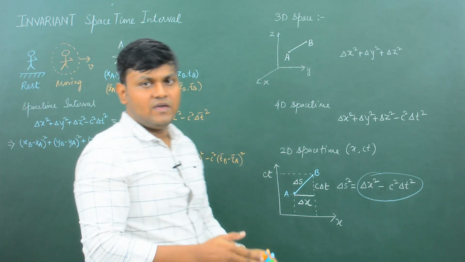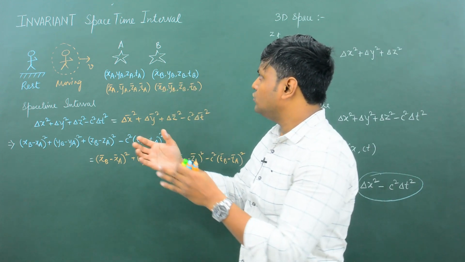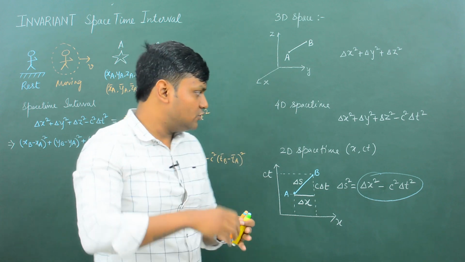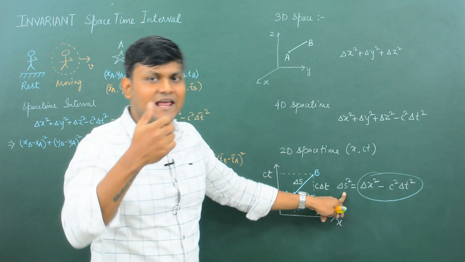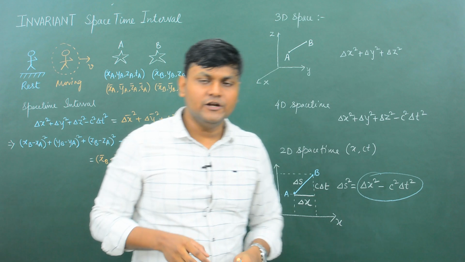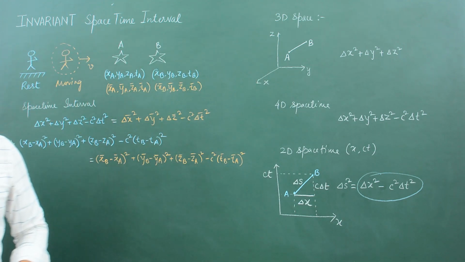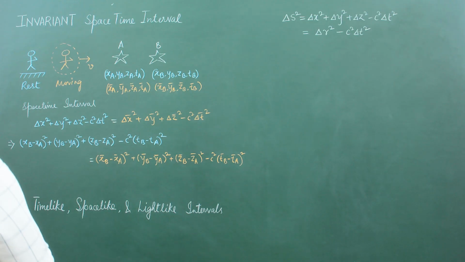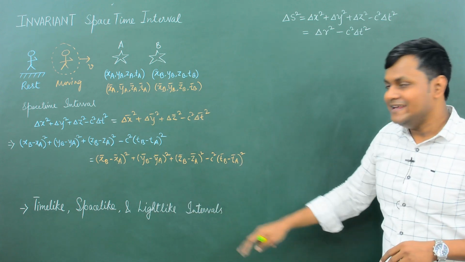If you study the space-time interval of various physical events, they can be classified into 3 different categories. This quantity can have a positive value, a negative value, or a 0 value, and various intervals are classified according to that. So let us look at that classification. Let us discuss the Timelike, Spacelike and Lightlike intervals.